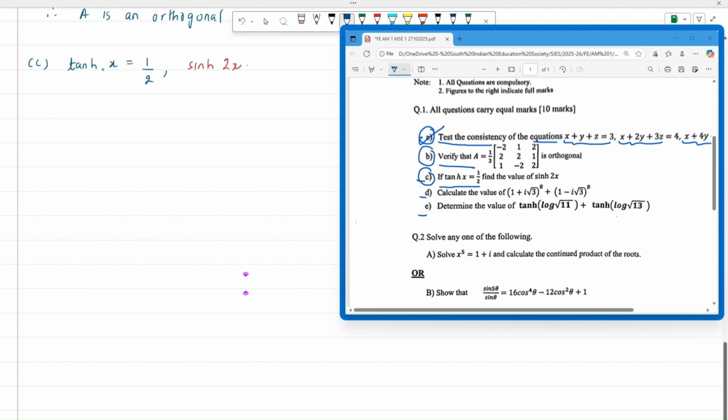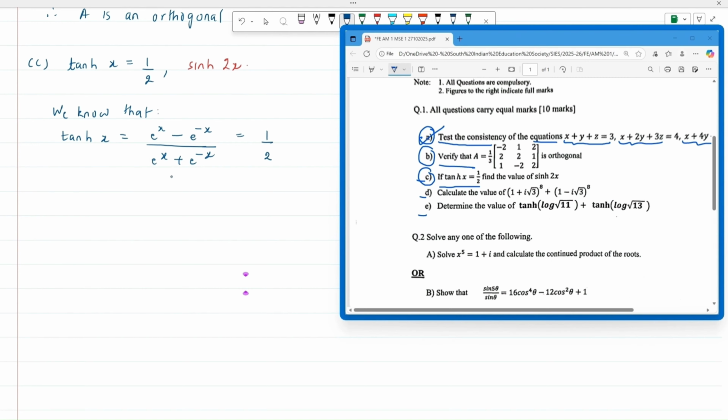So we'll start with the definition. Of course, there is more than one way to do this problem. We'll stick with the very elementary one. So we'll start with the definition of tanh of x. We know that tanh of x, by definition, is equal to e raised to x minus e raised to minus x, divided by e raised to x plus e raised to minus x. And further, this is equal to 1 by 2.